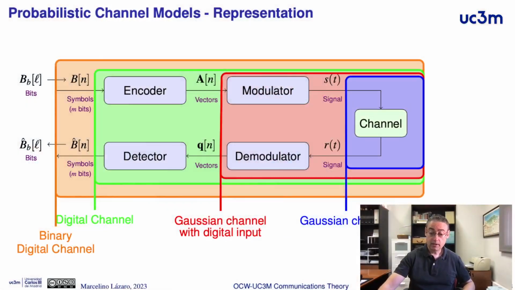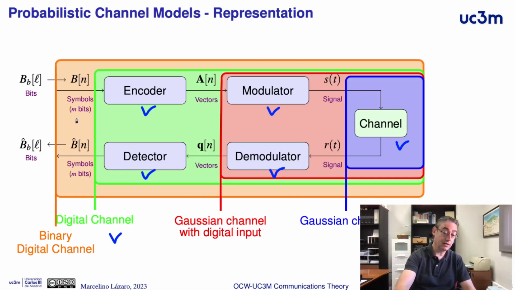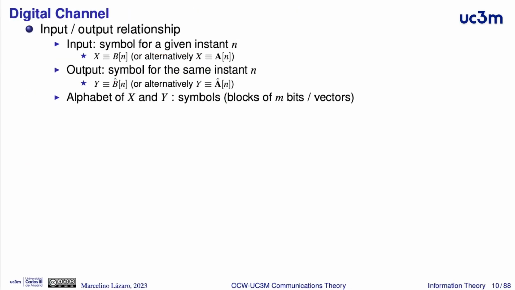In the definition of probabilistic channel models in a digital communication system, in some cases, different elements of the communication system are included in the definition of the channel, in addition to the physical channel. This is the case of the digital channel. In addition to the physical channel, the modulator, the demodulator, the encoder and the detector are also included in the definition of the channel. Therefore, the digital channel is the channel that is seen between the transmitted symbols and the received symbols in a digital communication system. Now, we are going to analyze this digital channel.